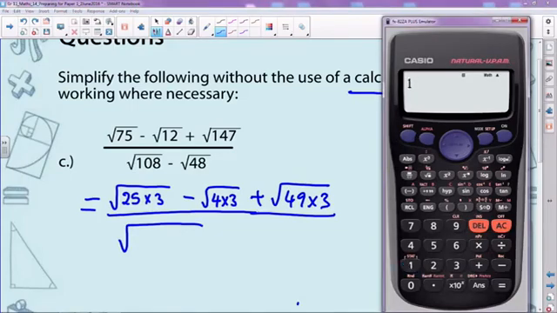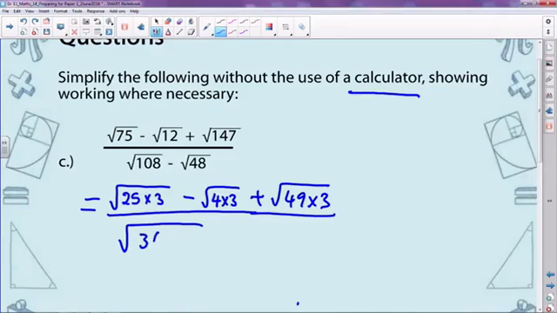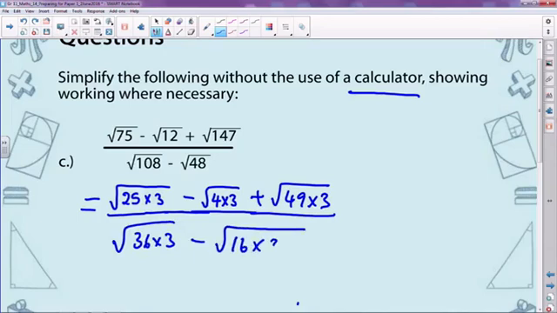108. Now, guys, I've seen that there's going to be a 3 somewhere. 108 over 3, which gives us 36. That's 36 times 3 minus 16 times 3.